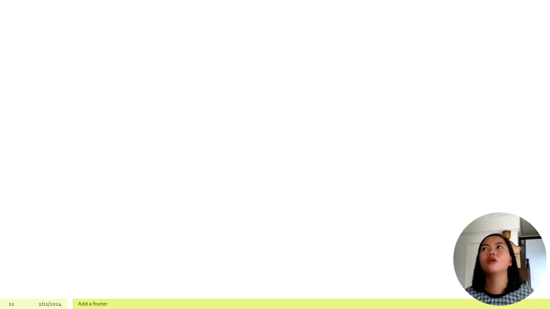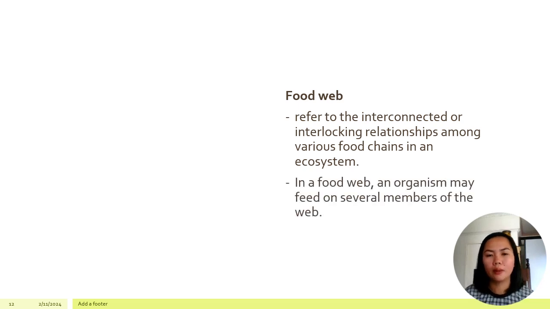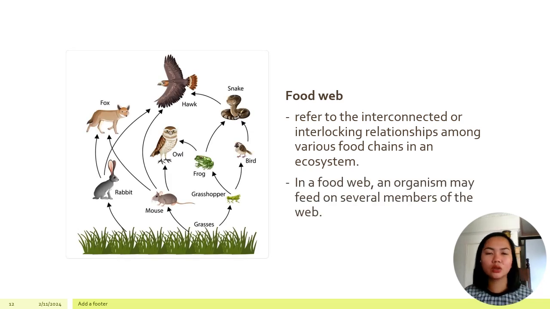If there are a lot of food chains, we call them the food web. Like, collectively, it's a food web. So it refers to the interconnected or interlocking relationships among various food chains in an ecosystem, which is represented by the diagram on your screens. So in a food web, an organism may feed on several members of the web, just like, for example, here we have different primary consumers. We have rabbit, mouse, and then grasshoppers that prey on our producers or the grasses.